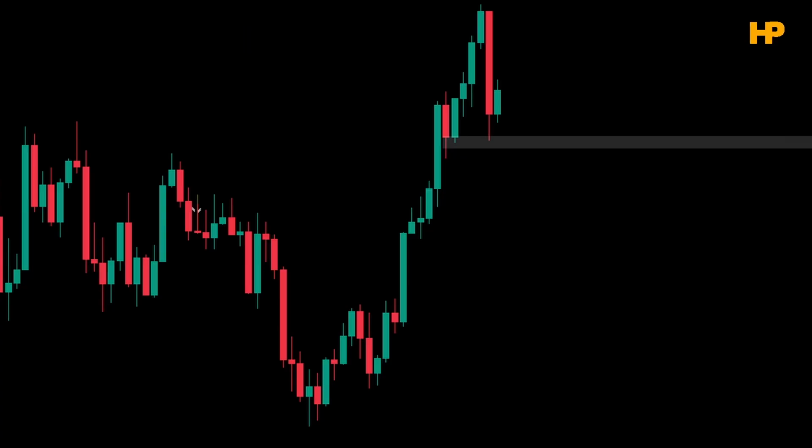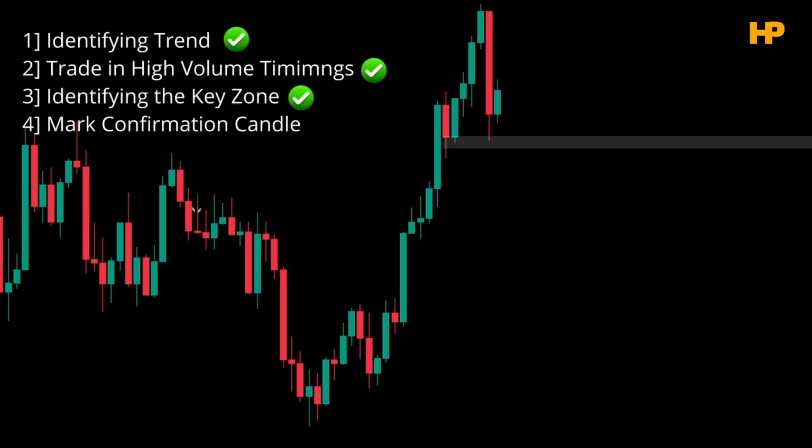During the Asian session, a bullish candle forms within the range of the previous bearish candle, which breaks and closes below the support. This A+ confirmation candle signals trend continuation. So our confirmation candle is marked. Okay, finally, our fourth rule, identifying the confirmation candle, is satisfied.